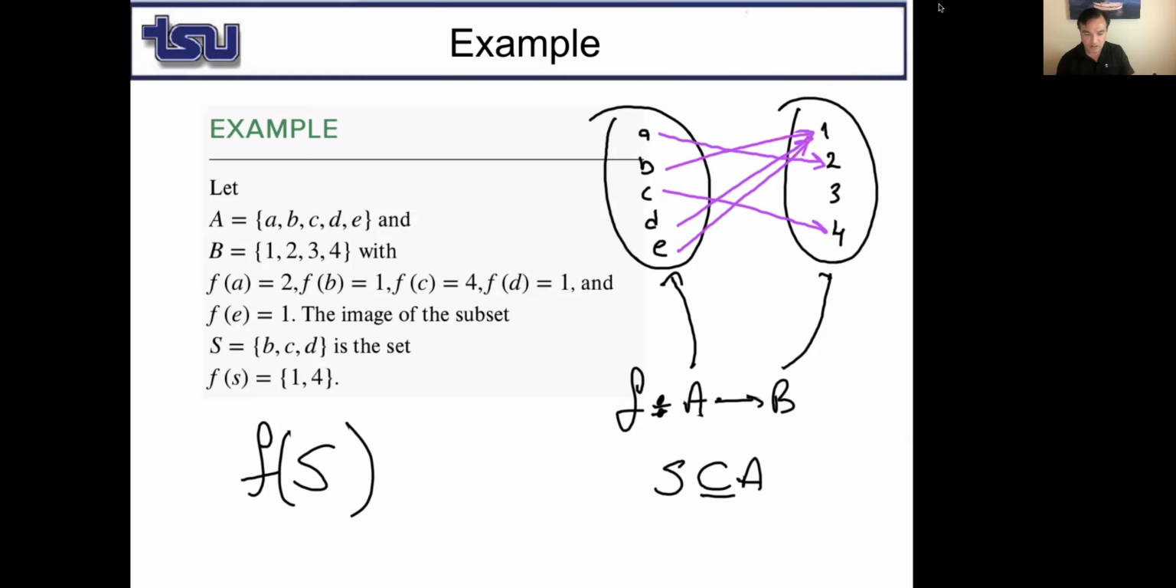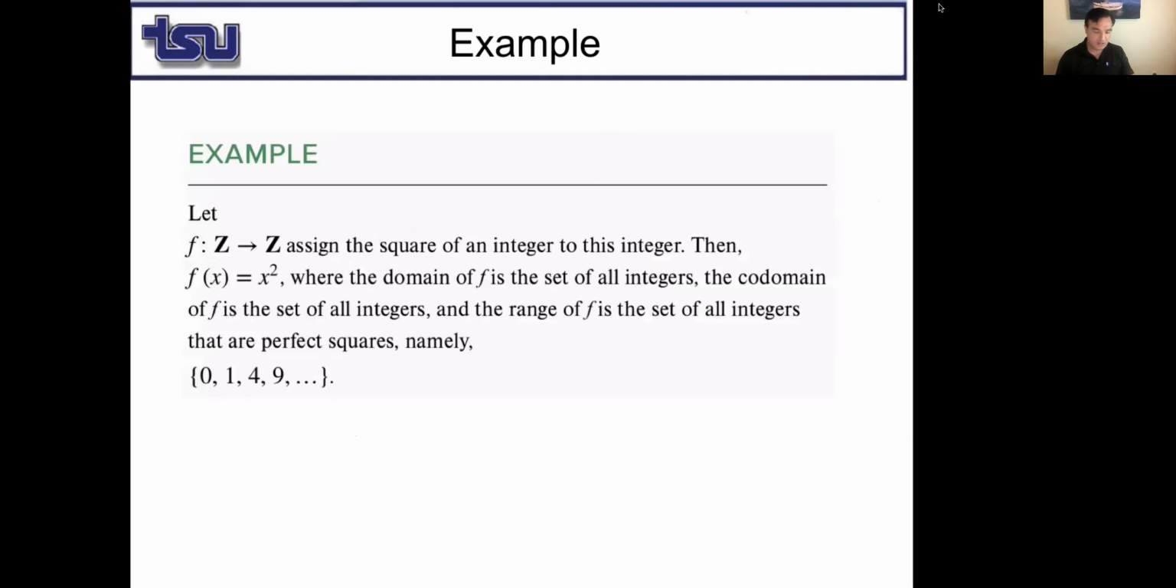Well, B is 1, C is 4, and D is 1. So 1 and 4 is the image of the subset. What is the range? The range is 1, 2, 4, by the way. What is the pre-image of 4, for example? C. What is the pre-image of 1? The set B, D, and E is the pre-image of 1. Okay, here you go.